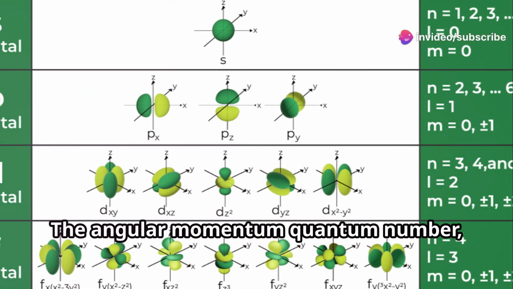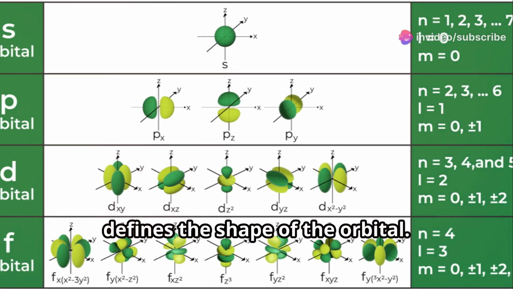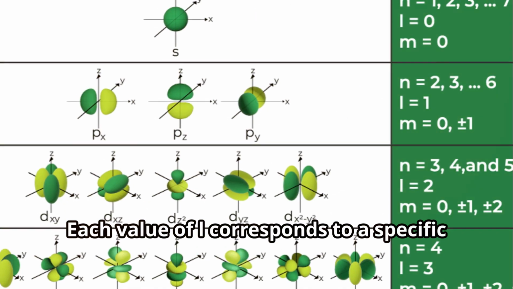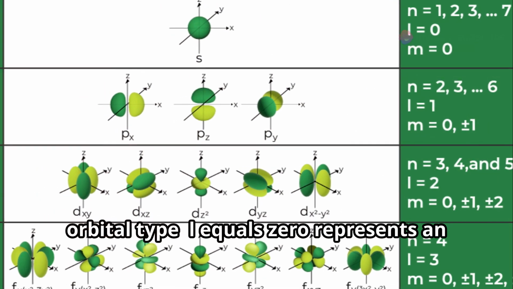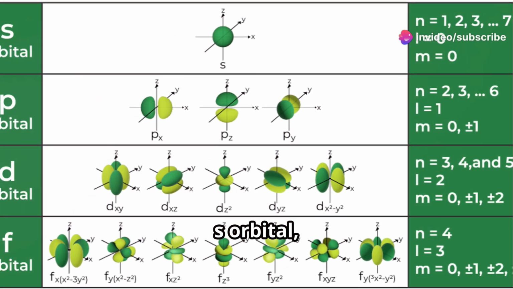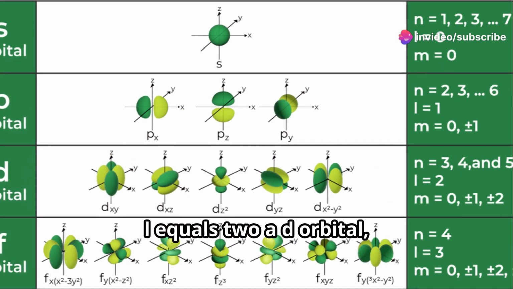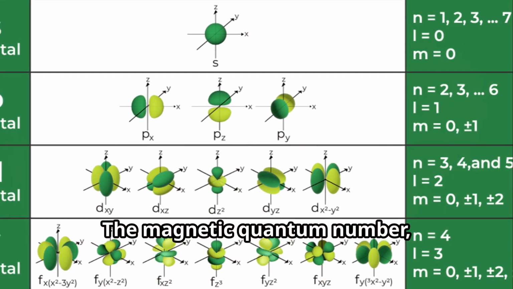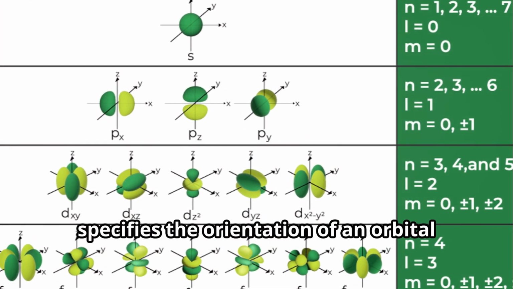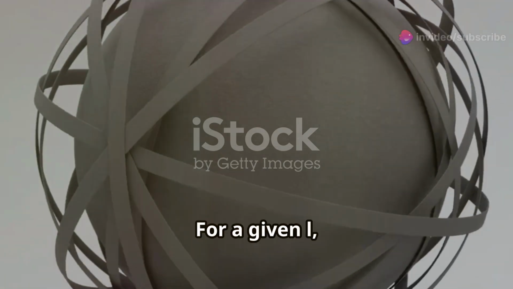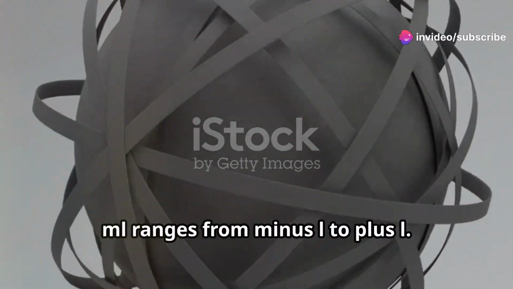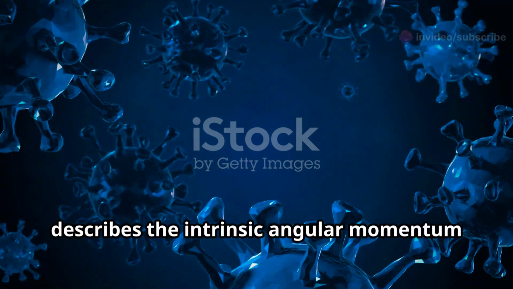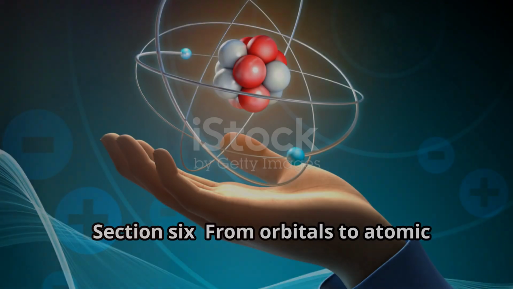The angular momentum quantum number, l, defines the shape of the orbital. For a given n, l ranges from 0 to n-1. Each value of l corresponds to a specific orbital type. l equals 0 represents an s orbital, l equals 1 a p orbital, l equals 2 a d orbital, and l equals 3 an f orbital. The magnetic quantum number, ml, specifies the orientation of an orbital in space. For a given l, ml ranges from -l to +l. Finally, the spin quantum number, ms, describes the intrinsic angular momentum of an electron.